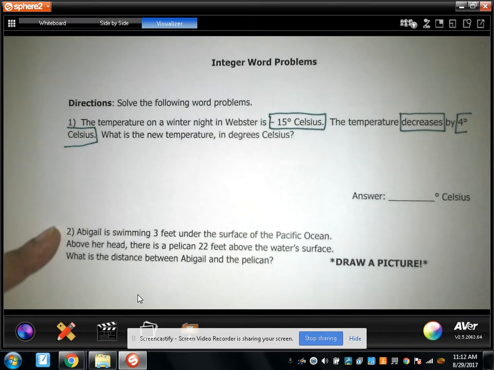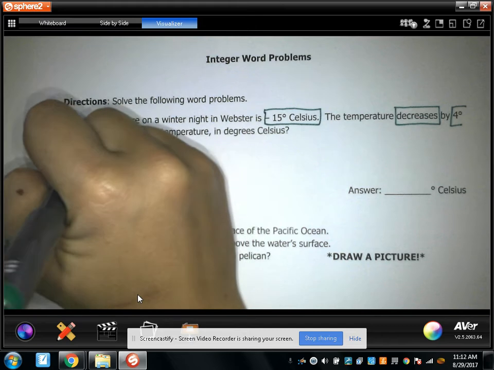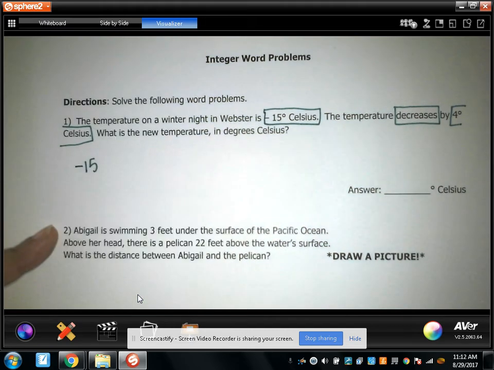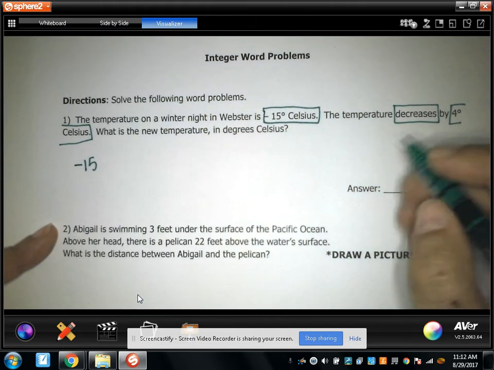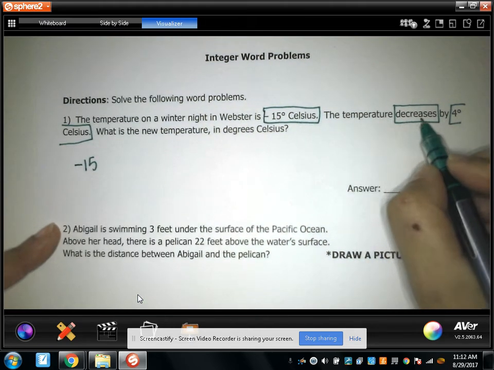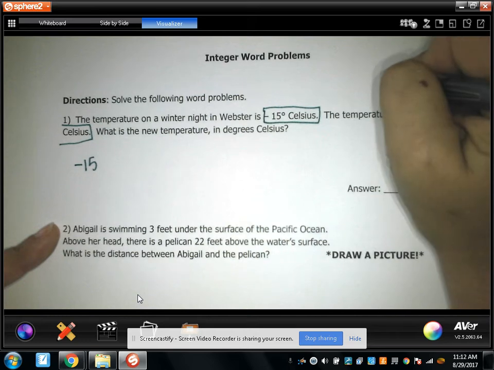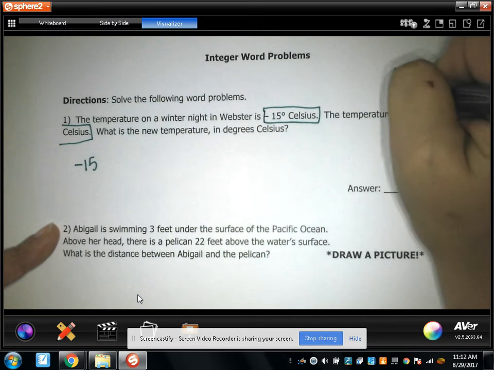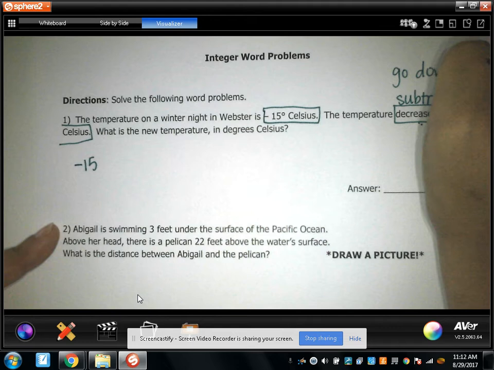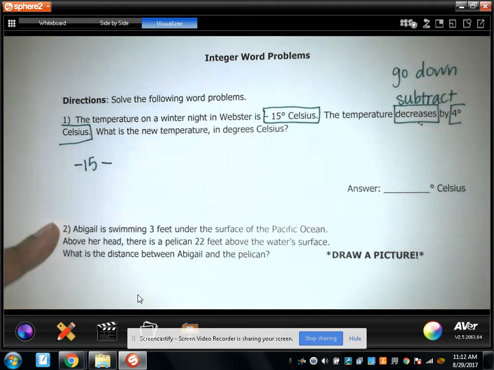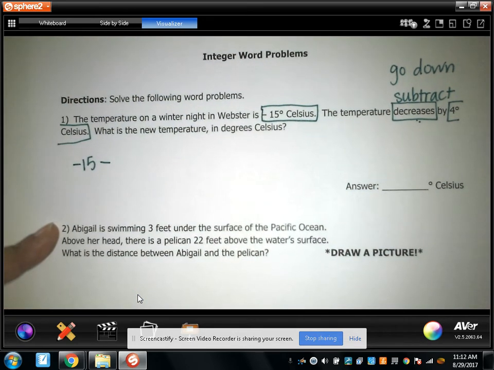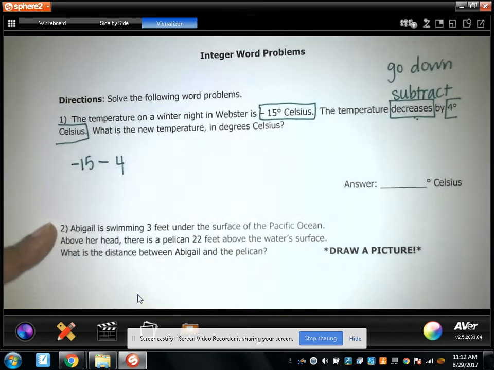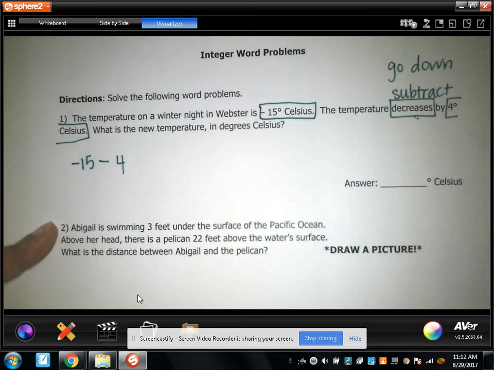First, what temperature did you start at? Negative 15. And did the temperature increase or decrease? It decreased. So we're going to go down or subtract to find the new temperature. How much did it decrease by? 4. The temperature is going to be colder by 4 degrees.